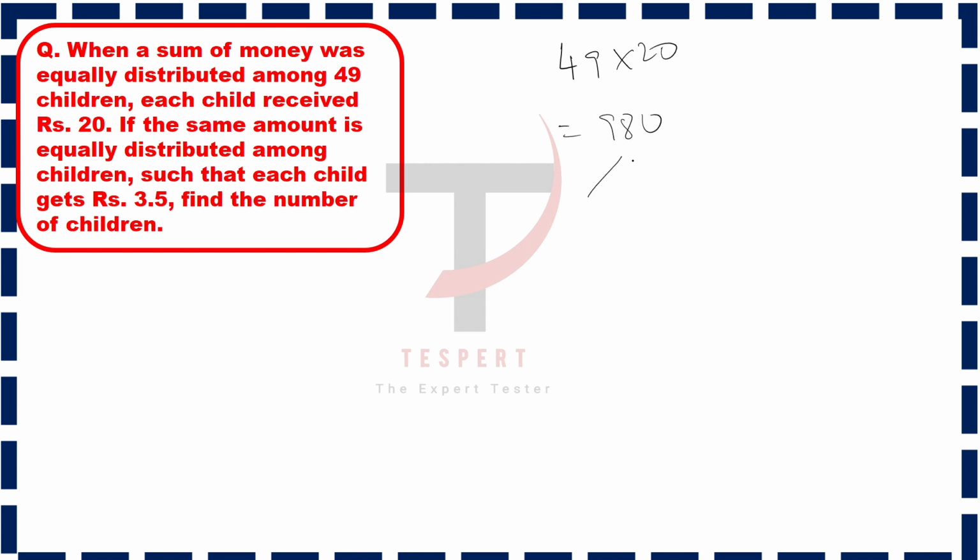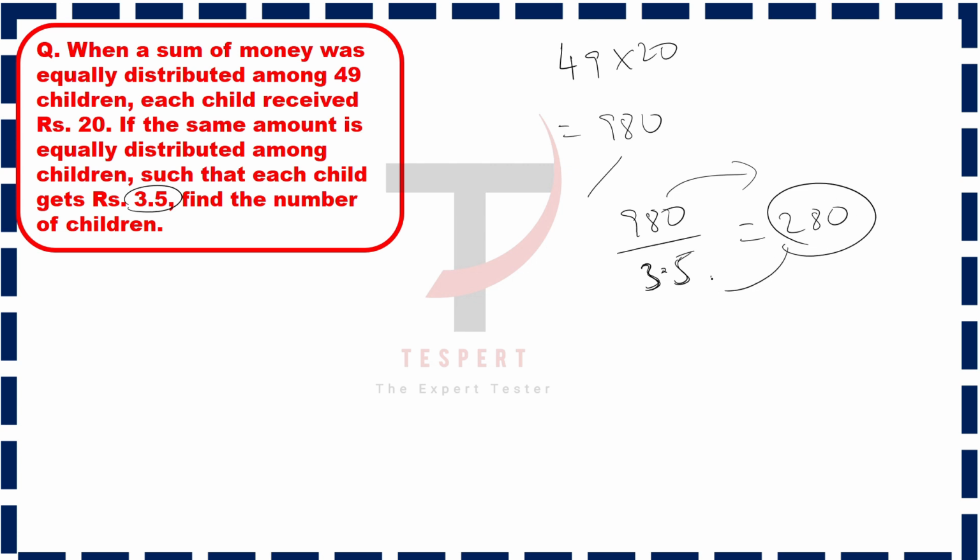So this 980 is now being divided among some number of children such that each child gets 3.5 rupees. So 980 by 3.5 is equal to 280. So 280 are the number of children among whom this 980 is being divided, and each child gets 3.5 rupees.